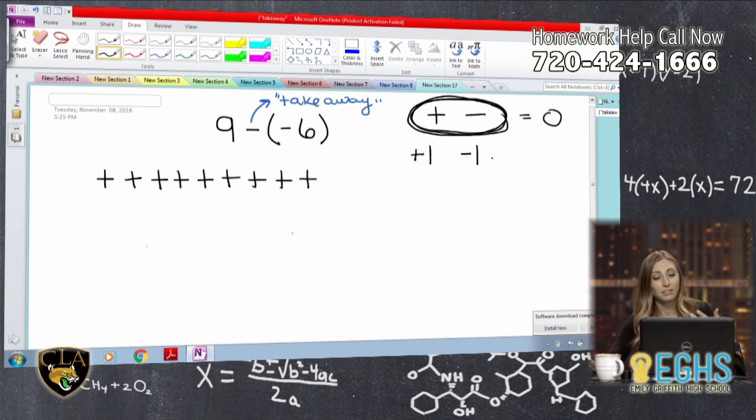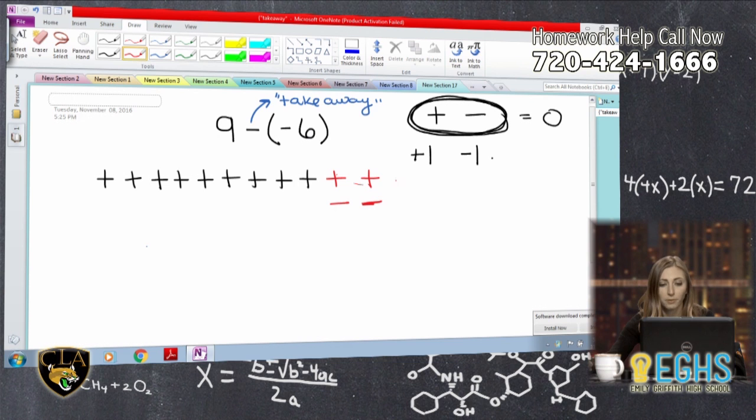little bit different of a way. I could add as many zeros to this positive 9 as I wanted to, and I'm not changing the value of it. So I now have, I just added a zero pair, a positive and a negative. My value is still positive 9. I'm adding another positive and negative. Now I have 2 negatives. I'm getting to the point where maybe I can take away 6 negatives.